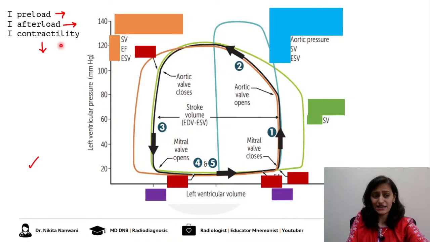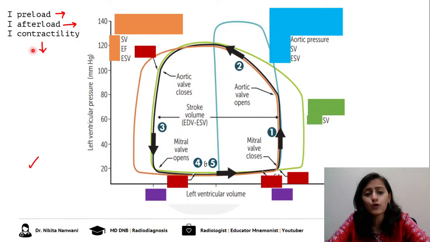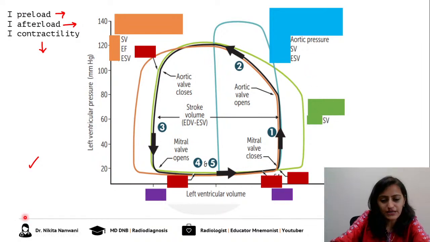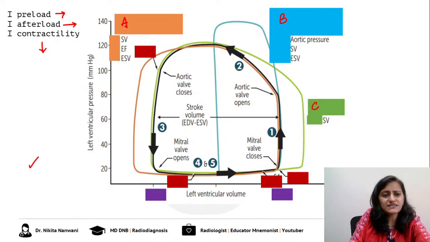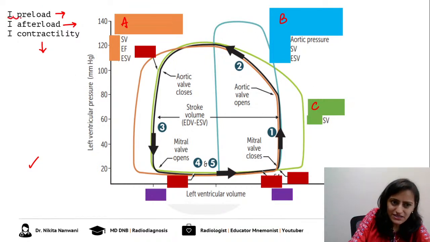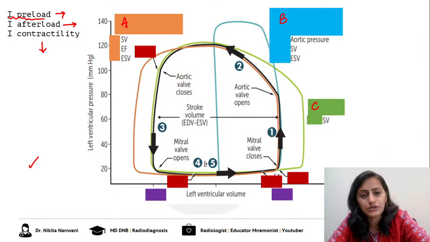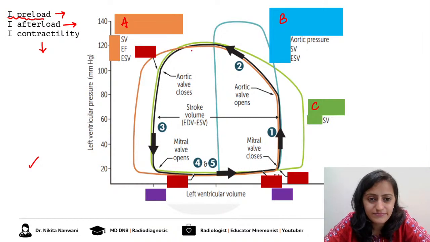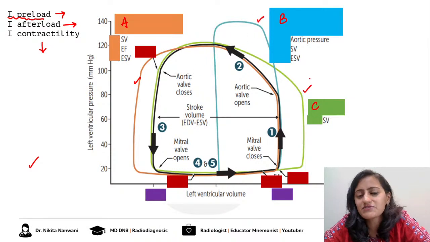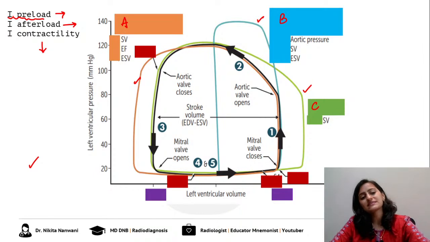Tell me which one represents the increase in preload. Is it the green, the blue, or the orange? Let me label them as A, B, and C. What does A represent, what does B represent, and what does C represent? Tell me which graph represents the increase in preload. Is it graph A, graph B, the blue color, or graph C, the green color?